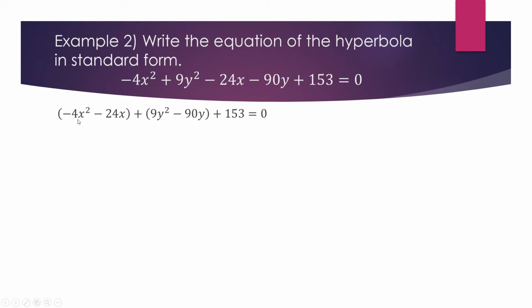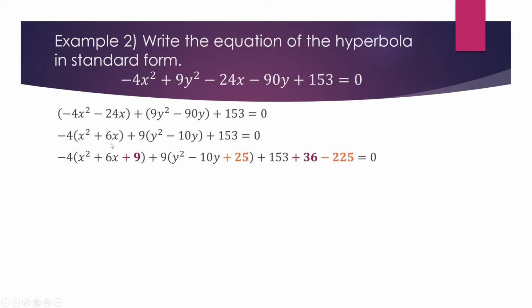Next, we're going to factor out the coefficient in front of the square terms from each set of parentheses. So if we factor out negative 4 from each thing in the x set of parentheses, we have negative 4 times the quantity x squared plus 6x. If you factor out a 9 from each term inside the y set of parentheses, you'll have 9 times y squared minus 10y. The plus 153 and equals 0 are going to stay the same. And now we're going to complete the square for each set of parentheses.